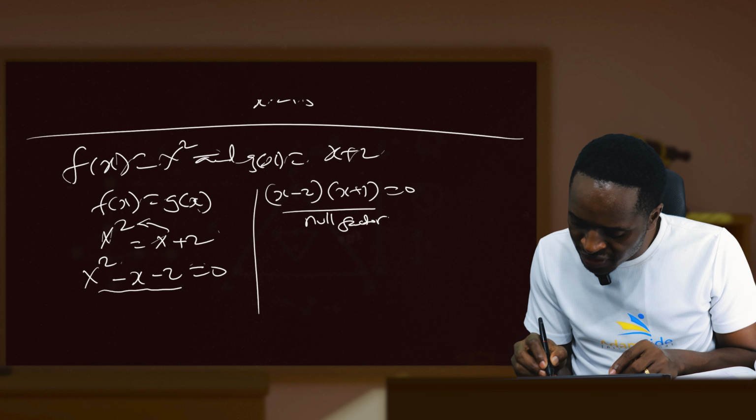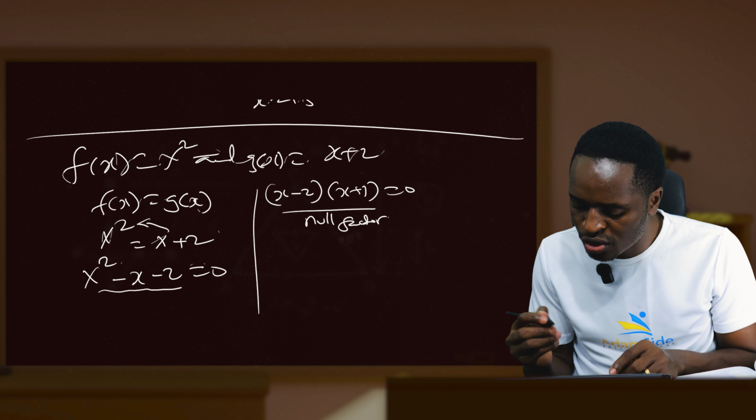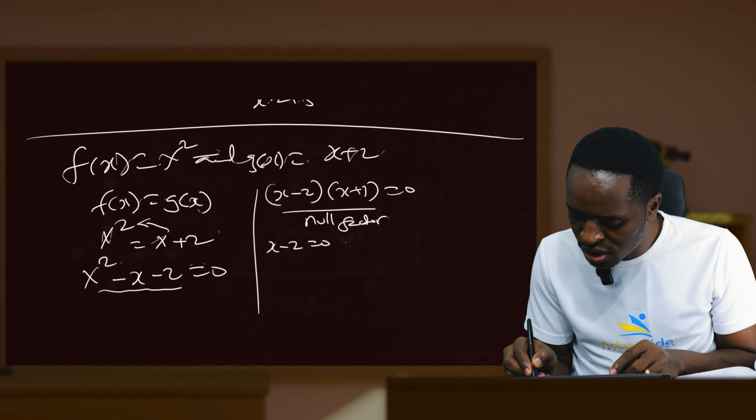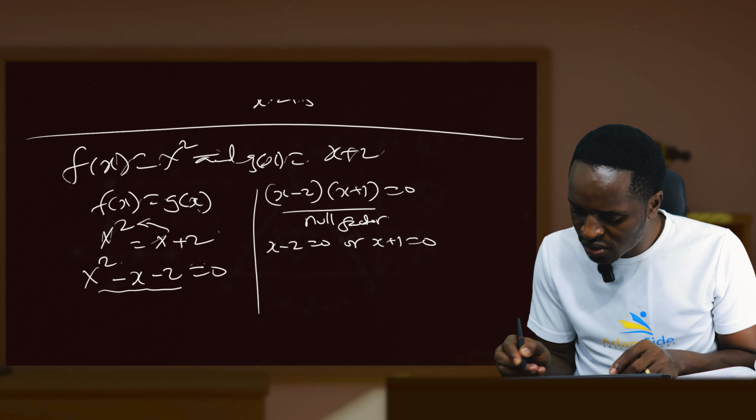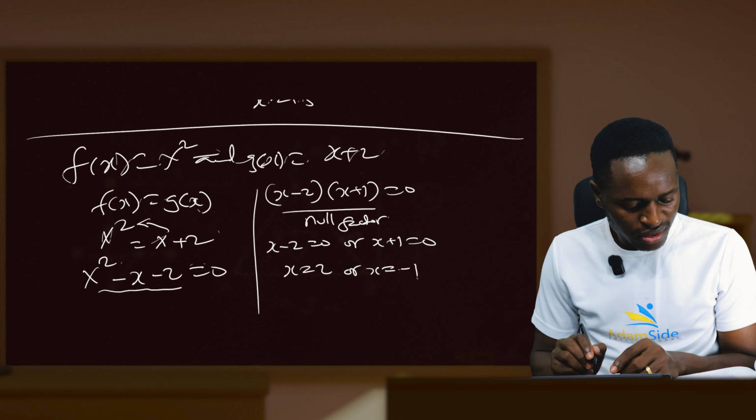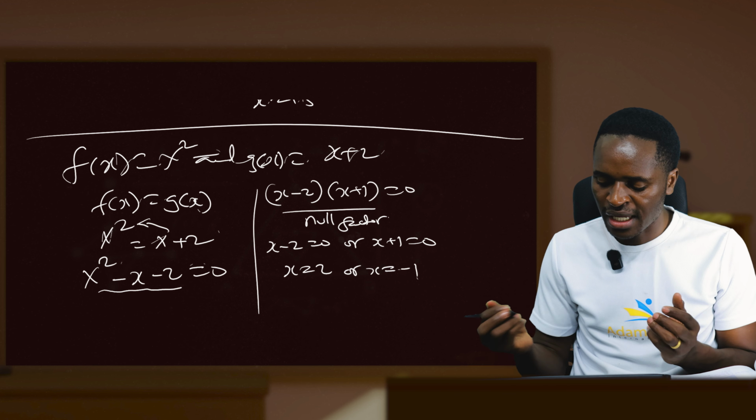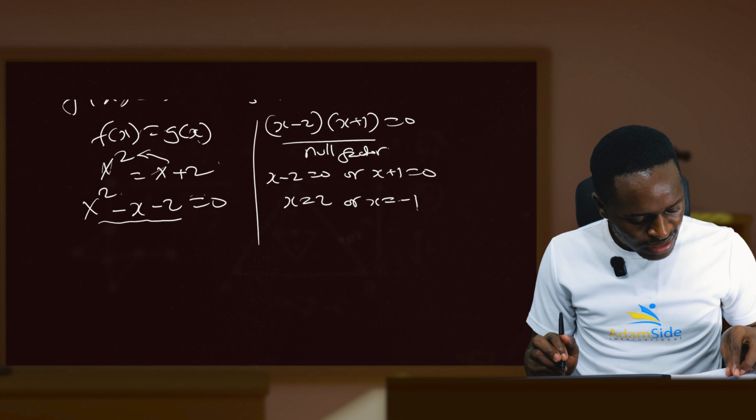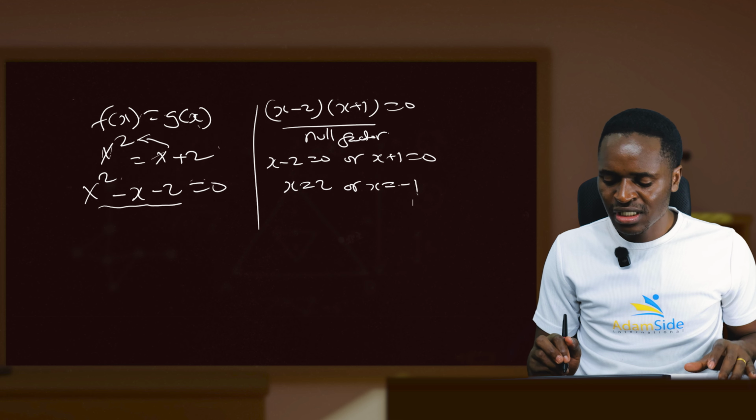It means every expression is equated to 0. So you say x minus 2 is equal to 0, or x plus 1 is equal to 0. So x is equal to 2 or x is equal to -1. And you have two values of x. Correct? Now, that's how different kinds of questions come.